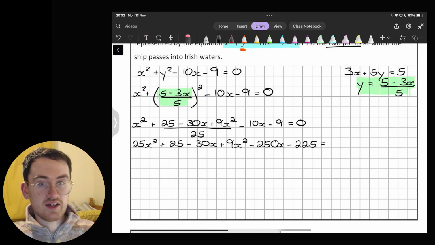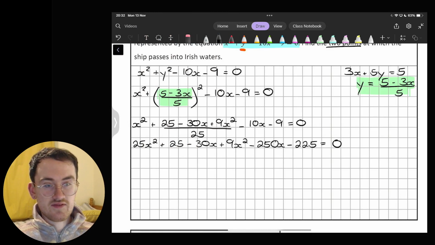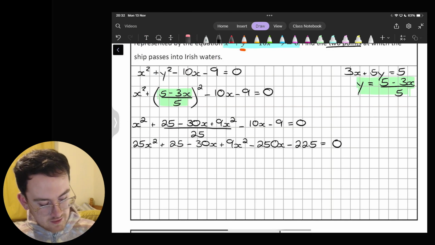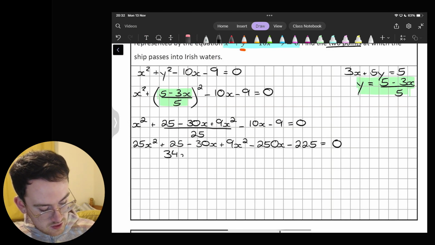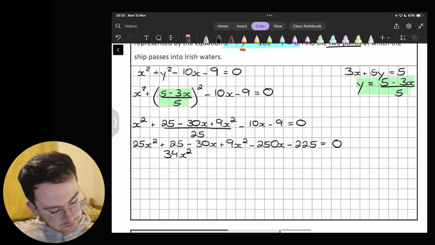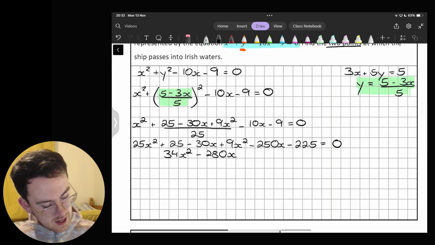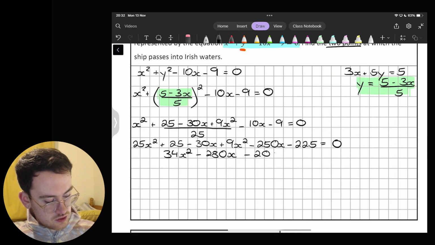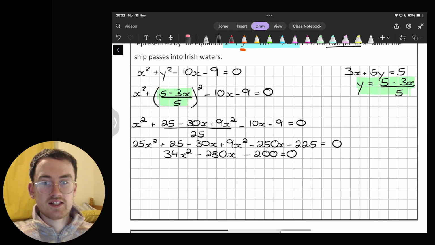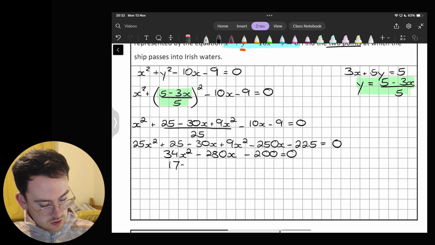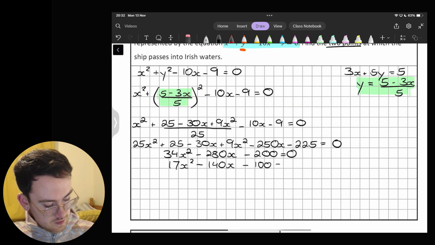Minus 225 equals 0. So now we're just going to simplify everything down. I'm getting 34x squared. In terms of my x's, I'm getting minus 280x. And I'm getting minus 200 is equal to 0. Now I can divide that by 2. I get 17x squared, 140x, and 100 here.